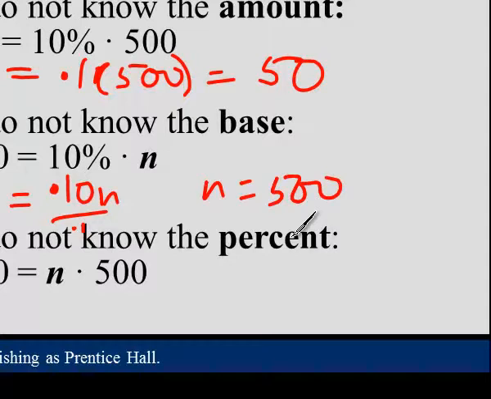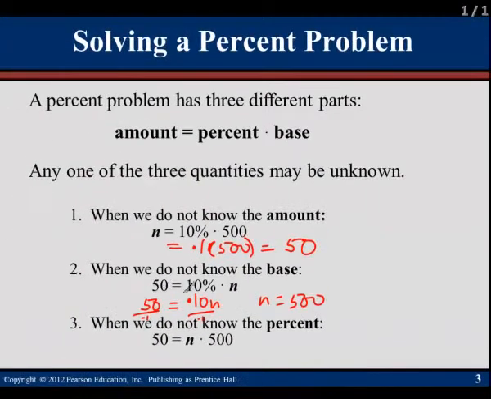So base is percent times amount. Base. Percent divided by amount. The amount divided by the percent. Yeah, by the percent, right. Because what you're doing is you're solving algebraically, so you're dividing both sides by the 0.1 or 0.10.